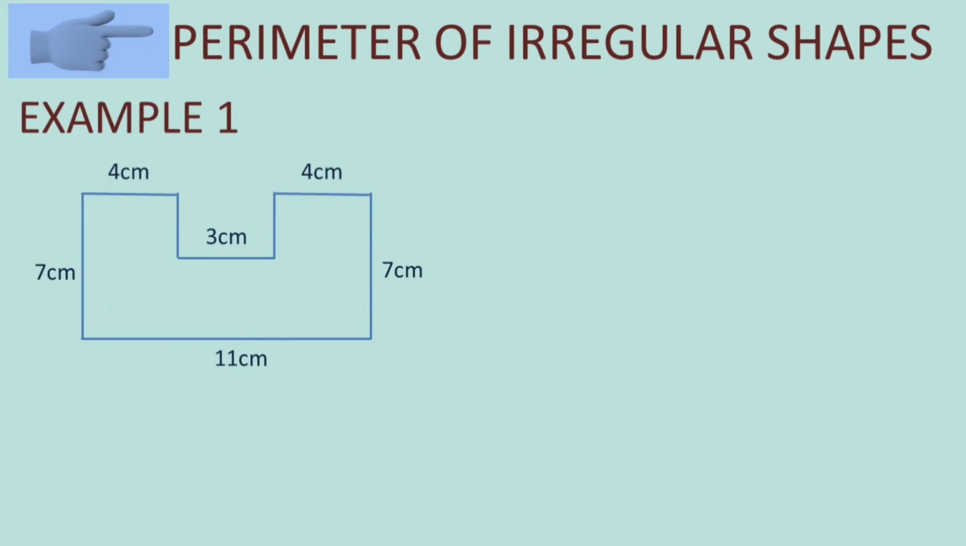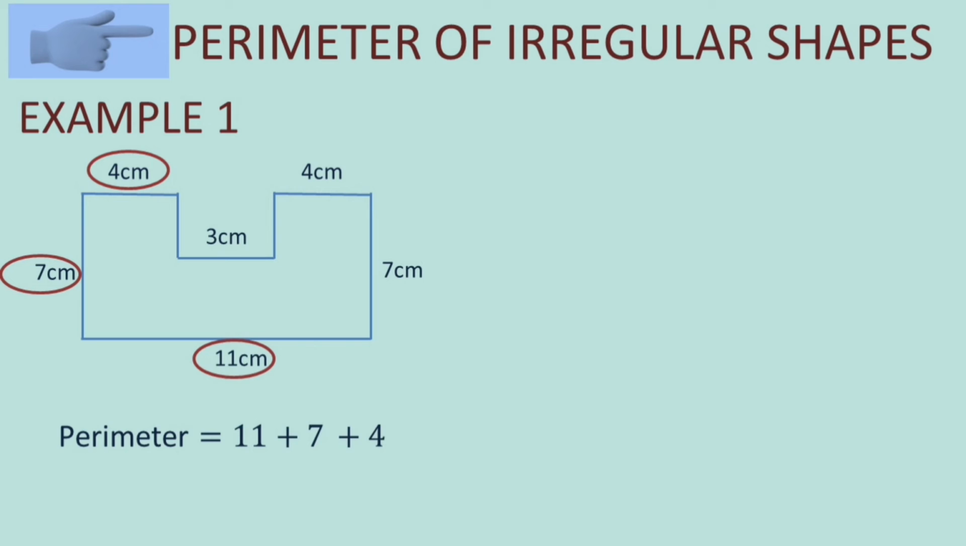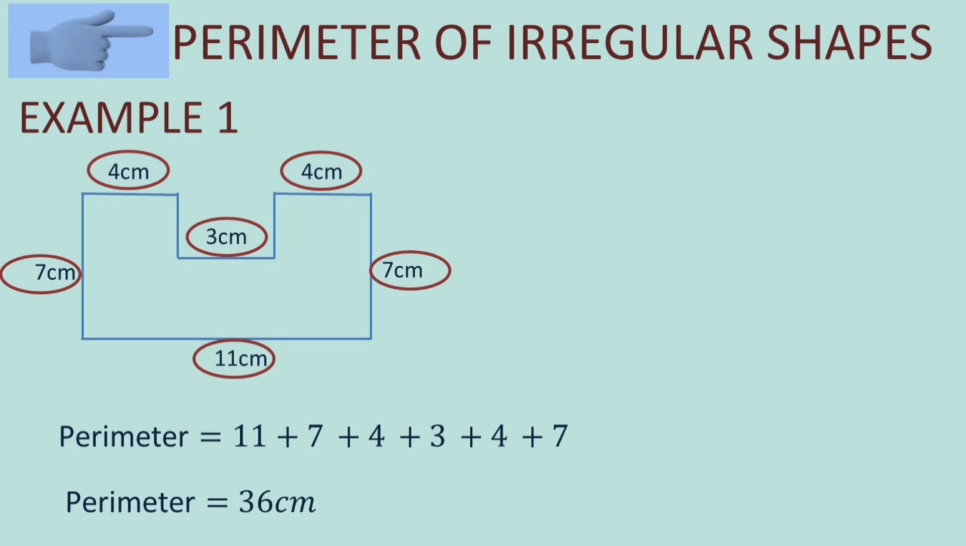For example, to find the perimeter of this plane shape, add up the length of all the sides so that the perimeter is equal to 11 plus 7 plus 4 plus 3 plus 4 plus 7. This will give you 36 cm.